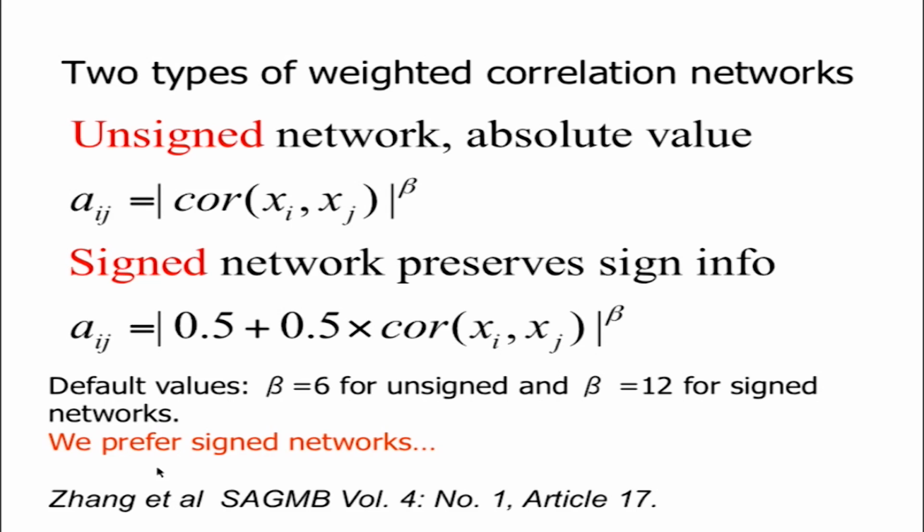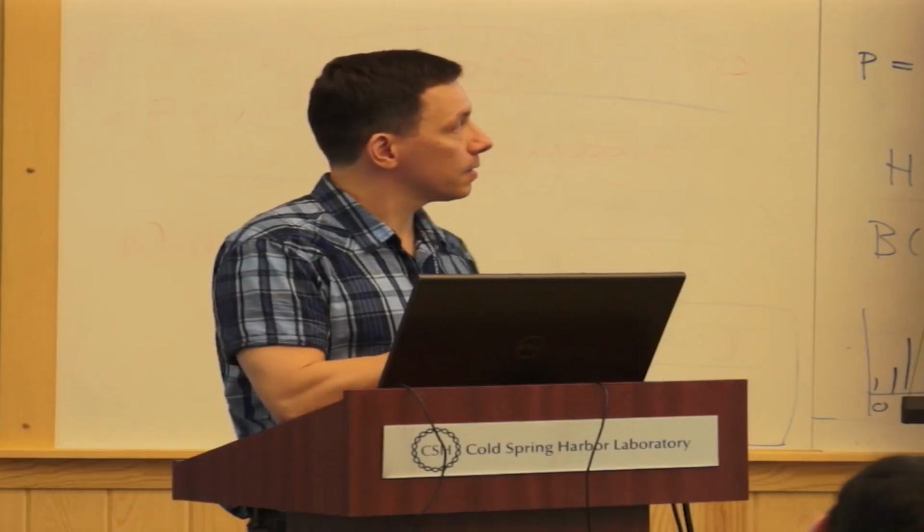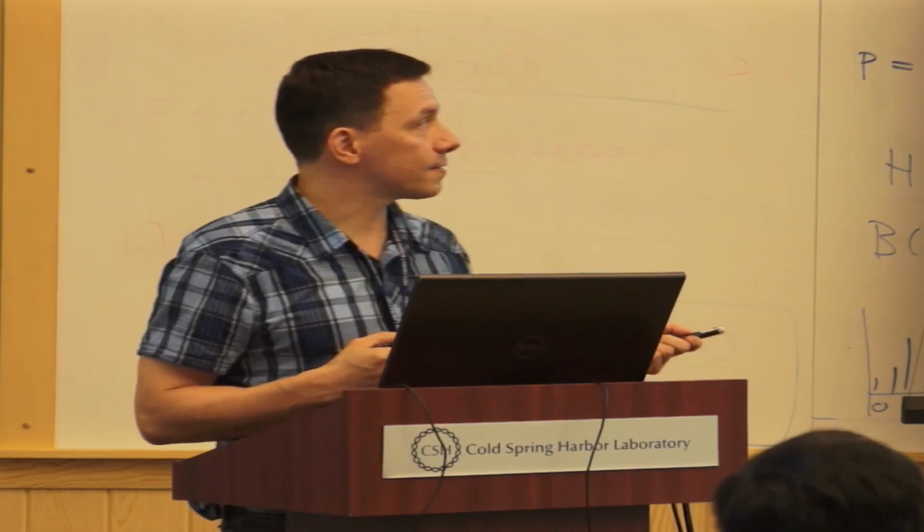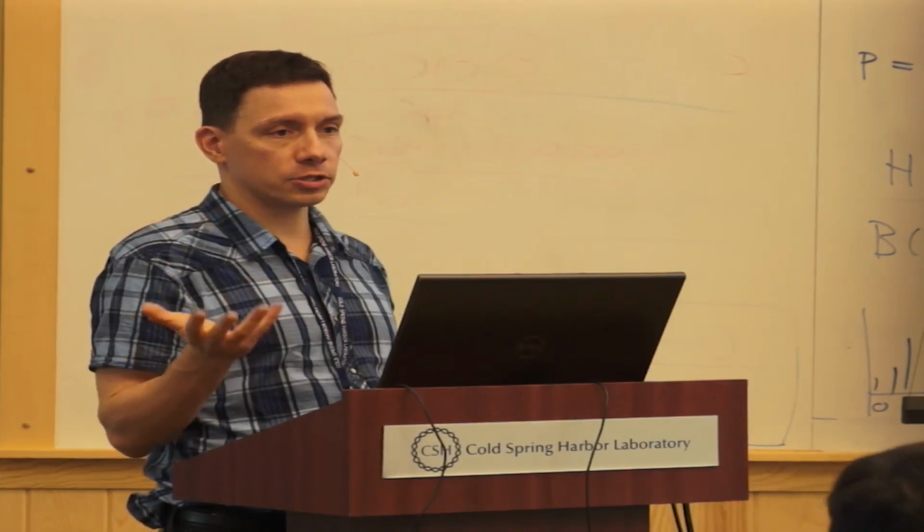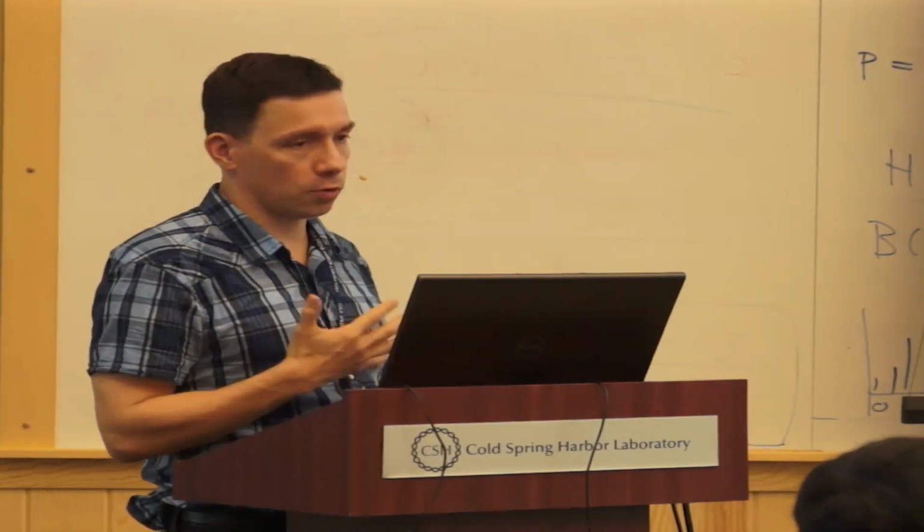In contrast, a signed network is arrived at as follows, which looks a little bit weird, but the main purpose of this transformation is to arrive at a number between 0 and 1. And then again, you use a power. Why do we use a power, by the way? What's the purpose? The power is a threshold. It's called a soft threshold. It's meant to emphasize large correlations at the expense of low correlations.